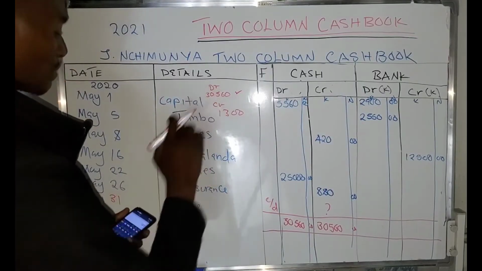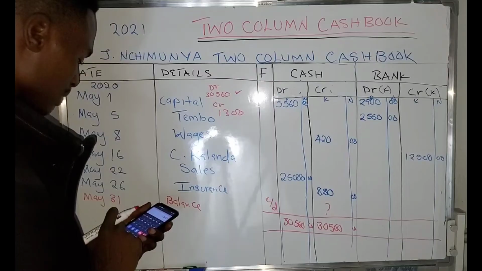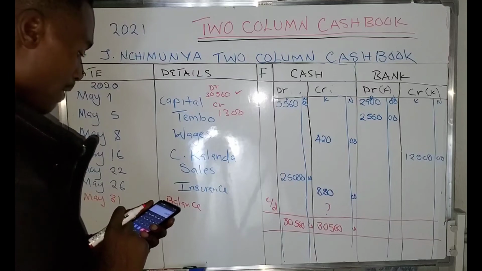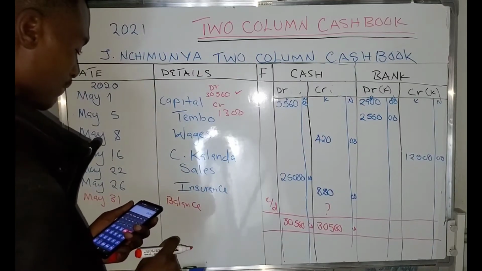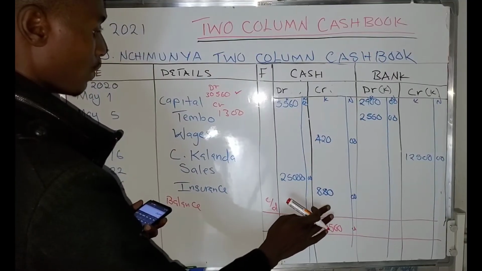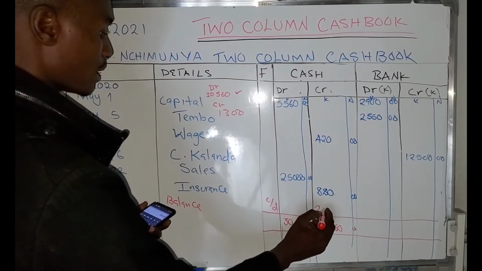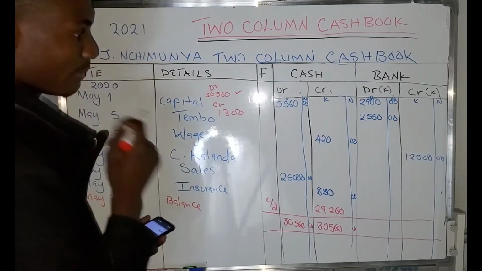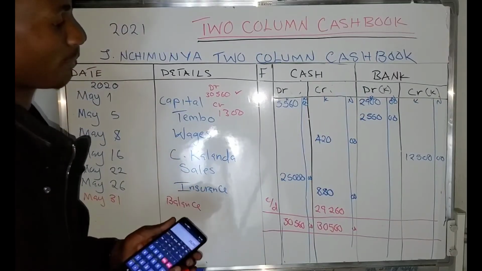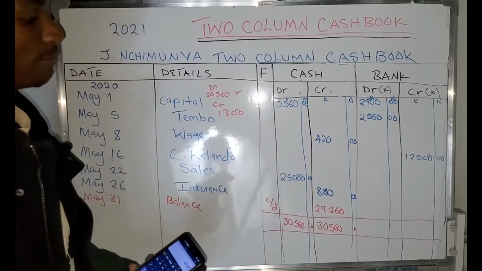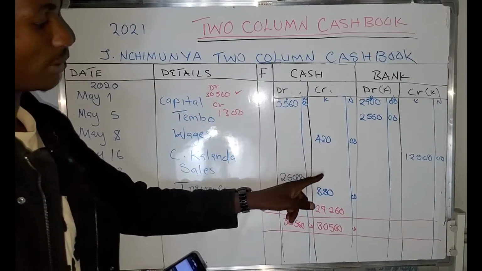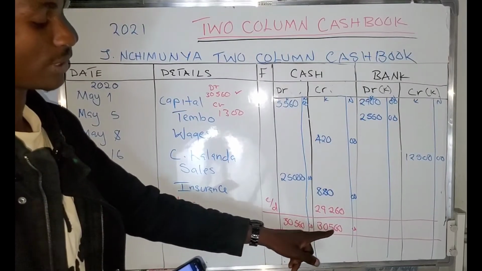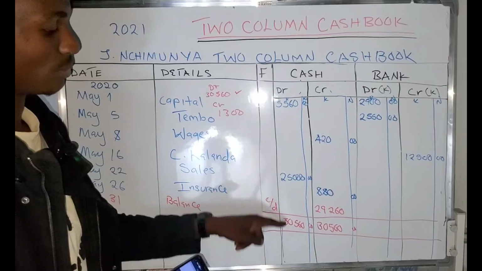So we're going to subtract. We're going to say 30,560 minus 1,300 is giving me 29,260. So here on the credit side we're going to add 29,260. Why are we doing this? We are doing this so that it balances. The debit side and the credit side must balance. So when we add these three, 1,300 plus the balance carried down, it should equal 30,560. Even this side should be equal to this amount.